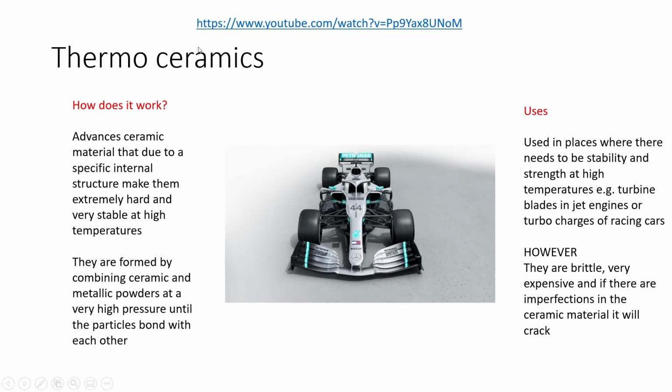Now, do watch this YouTube video because it is mind blowing. Basically, this guy puts some thermoceramics in an oven so it's red hot, and then as soon as he takes it out, he literally picks it up with his bare hands. You're looking at it like, oh my god, because it's dispersing the heat so well. It's basically ceramics mixed with metallic powders at high pressure, so they've bonded together, which means it doesn't deform, doesn't crack, doesn't become brittle, doesn't break under huge temperatures.